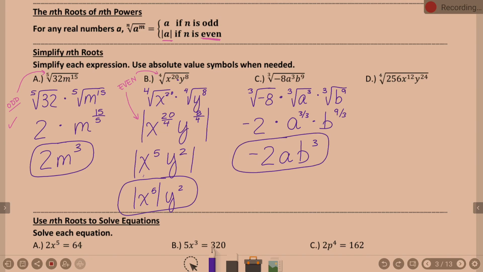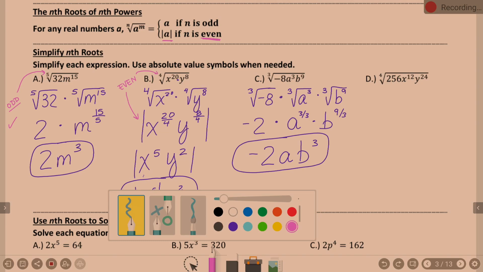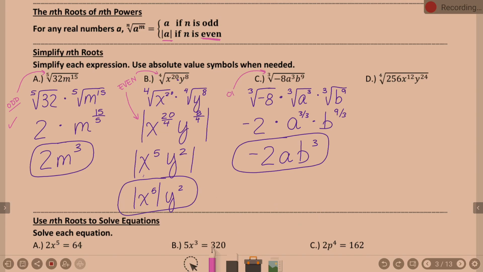Now, do I need to consider absolute value? No, it's not. It's odd. Well, no, I circled the answer, but it's odd, so we checked, we're good. Okay.